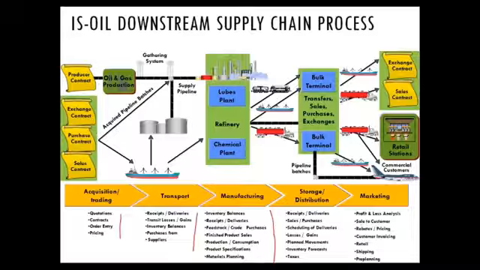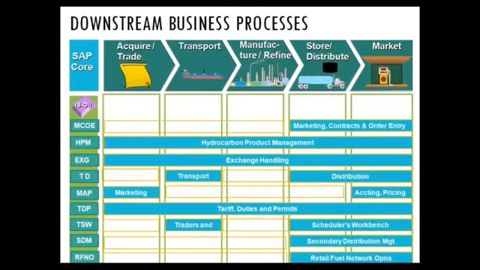Again, we'll have to discuss the storage details, marketing, profit and loss analysis. So these are the different processes involved in marketing. So this is the IS-Oil downstream supply chain process. Now if you consider where exactly these modules fit, MCOE fits in the storage and marketing part.